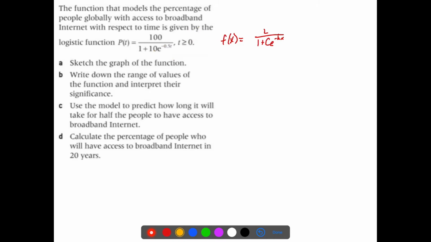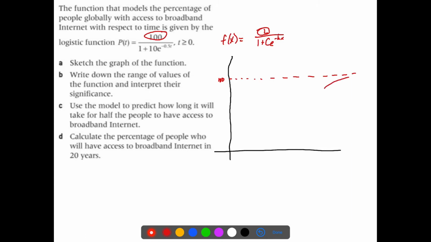Okay, now the first thing it wants us to do is sketch a graph of this function. Now you could easily plug this into your calculator. In fact, I invite you to do that. But I want you to recognize a couple of things just really important as we begin to draw this graph. The first thing is the L. Remember, the L is the carrying capacity. That's 100. Now that makes sense because P represents the percentage of people that have access to broadband internet. The maximum that can be is 100%. That's carrying capacity. So up here at 100, I should have some type of asymptote that I'm going to approach.